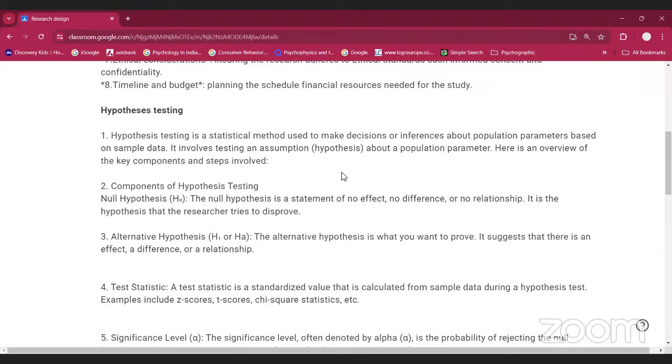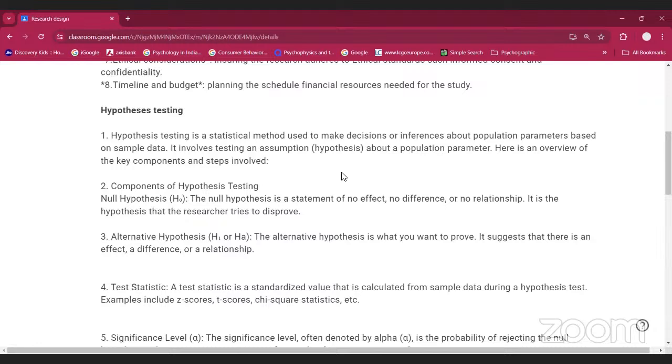So when you find that there are some studies that have noted the relationship, and you are also trying to examine whether that relationship is applicable in India or not, then you can make the alternative hypothesis, not the null hypothesis. Next. Alternative hypothesis, H1 or HA. The alternative hypothesis is what you want to prove. It suggests that there is an effect, a difference, or a relationship.